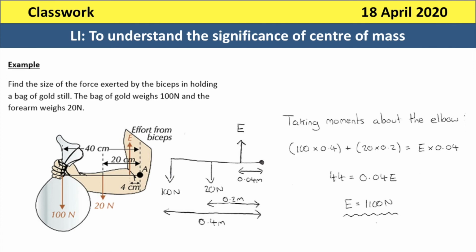So the moment caused by the weight of the gold would be 100 times 0.4, and I would add to that the moment caused by the weight of the forearm, 20 times 0.2. That has to equal, to be held stationary, the moment caused by the effort, which I will call E times 0.04. So simplifying that, I would find that 44 is equal to 0.04 E. So the effort force will come out as 1,100 newtons needed to hold that bag of gold in place.